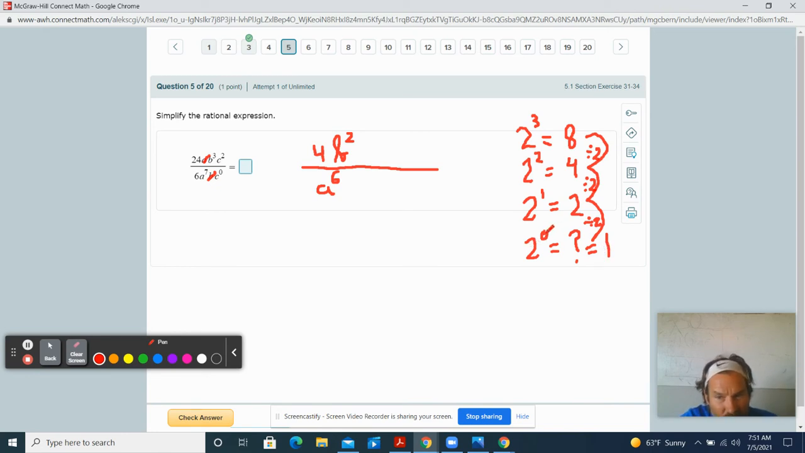Anything raised to a 0 power is not 0. Anything raised to a 0 power is equal to 1. Any number raised to the 0 power is equal to 1. So really, this c to the 0 just means that we have a 1 there. Not c to the first, but that's just equal to 1. It basically means there's no c's there. C to the 0 means there's nothing there except for the number 1. So that means we have c squared left on top.